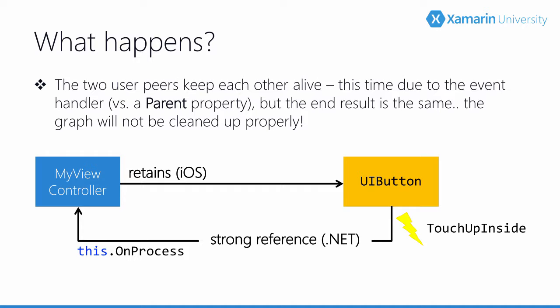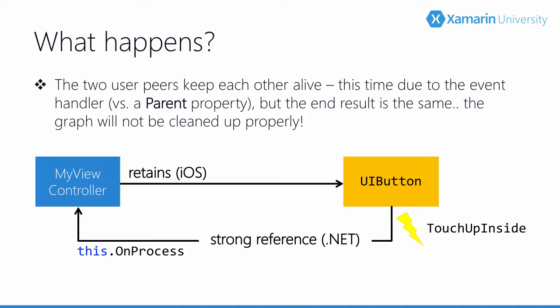On the managed side of the fence, the button's going to be held alive. The managed state, or the framework peer, will be held alive because of our process button property. And the view controller is going to get held alive because we actually have a strong reference through the event handler, the touch up inside.